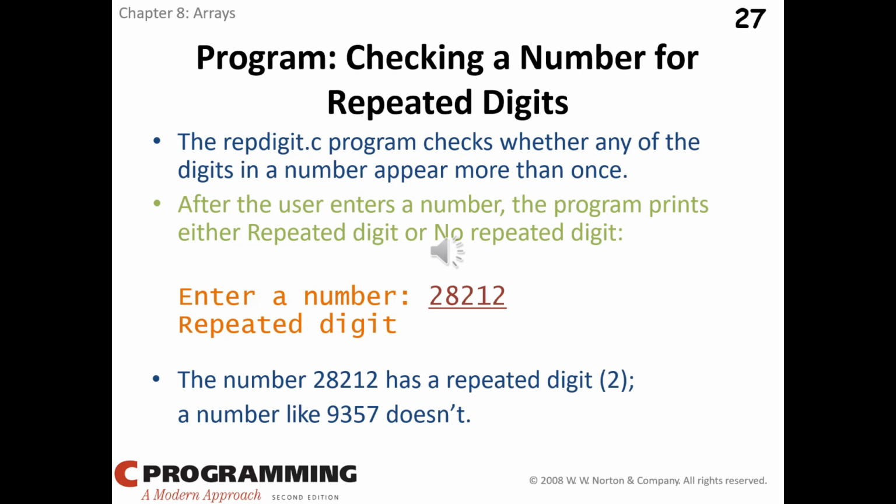So for example, let's say the user enters the number 28212 like in the slide, and the program will check each digit and notices that the digit 2 appears twice. It then prints "repeated digit" to let us know that there's a duplicate digit in the number. But if the user enters a number like 9357, where each digit is unique, the program prints "no repeated digit".